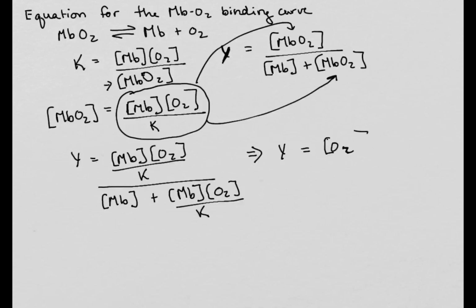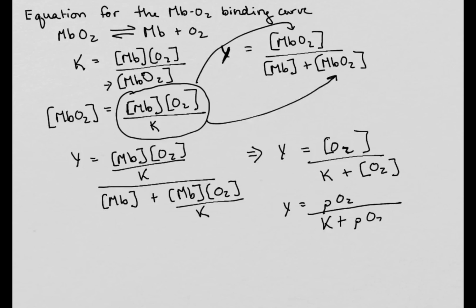So concentration of oxygen over K plus concentration of oxygen. This is a good-looking equation, but we will recall that concentration of oxygen, because oxygen is a gas, can be conveniently expressed as partial pressure. That's what we've been thinking about. So we can just plug into this equation partial pressure of O2 over K plus partial pressure of O2.